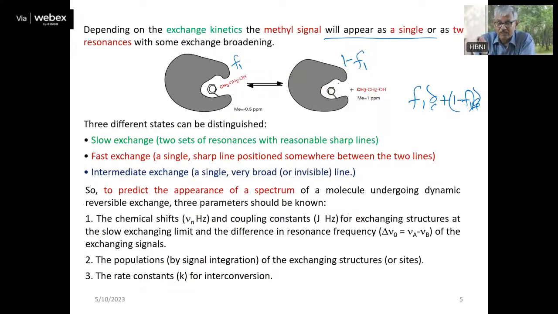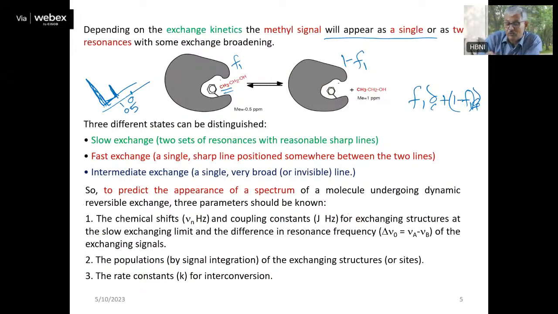But if the process is slow, you will see a peak due to this methyl coming at 0.5 ppm, and another at 1 ppm. Let us say this is 0.5 ppm, this is 0, and then you will see it at 1 ppm. For the time being, I am neglecting the coupling with the CH2. Assume that there is no coupling.